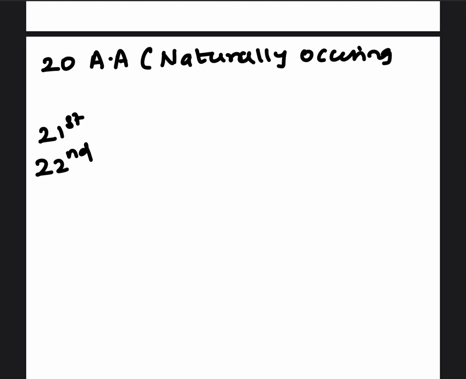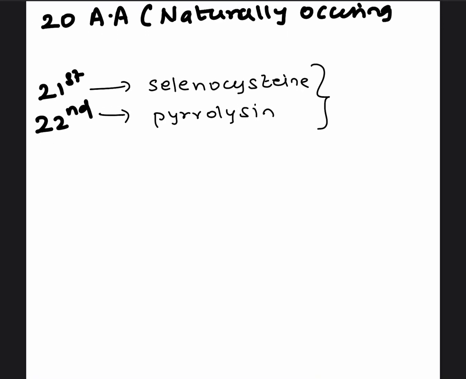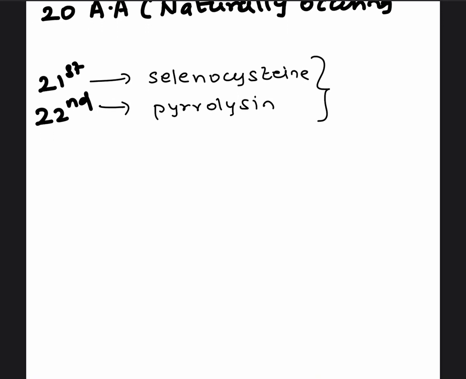22nd. So what do we call these amino acids? The 21st amino acid is called selenocysteine, and the 22nd amino acid is called pyrrolysine. So this is how the amino acid is going to look.